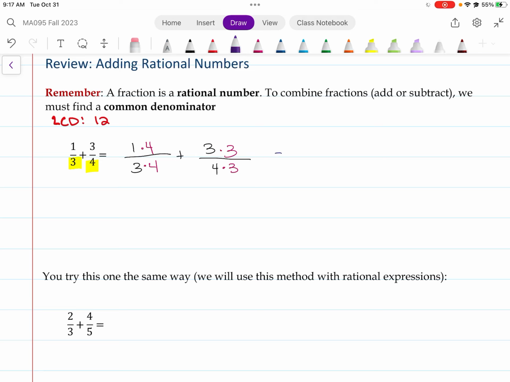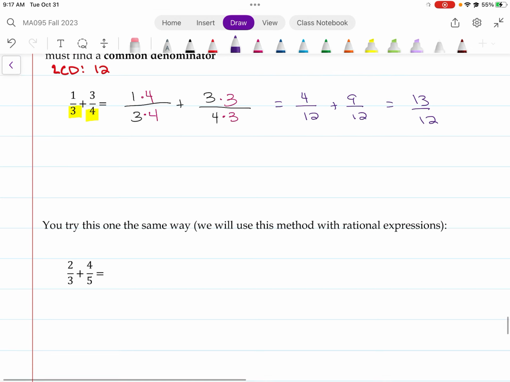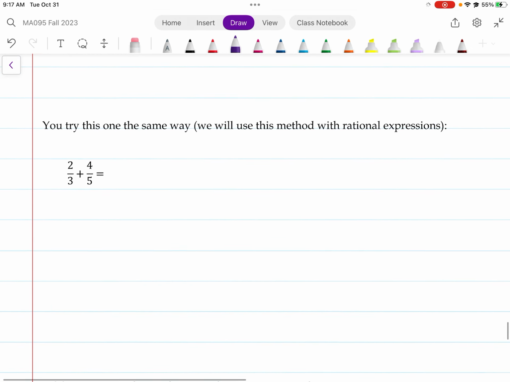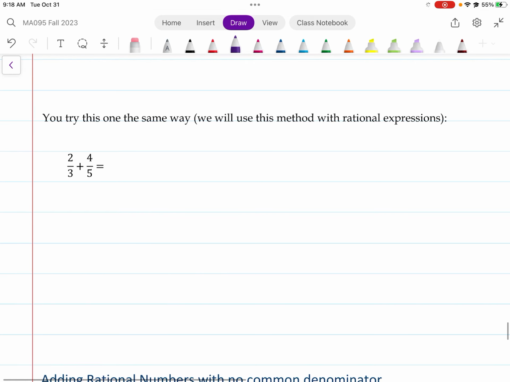All right, so we get 4 over 12 plus 9 over 12, and now we get to add those, and we get 13 over 12. Okay, so that would be the final answer. We don't do mixed numbers when we're working with rational expressions. So you try this one. We're going to use this method with rational expressions.